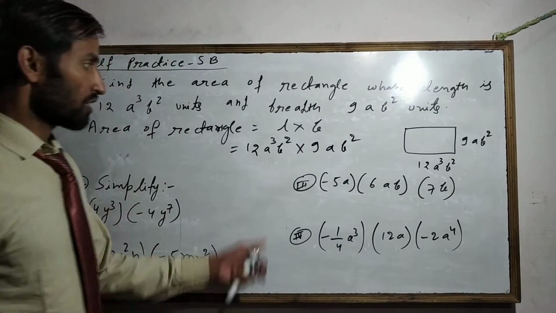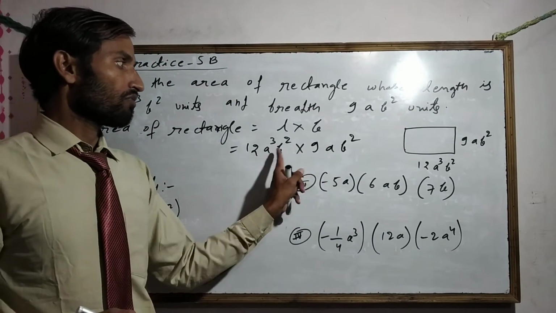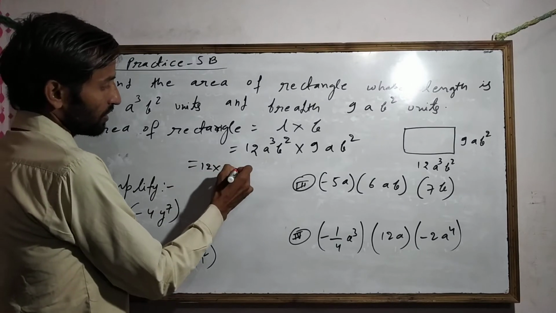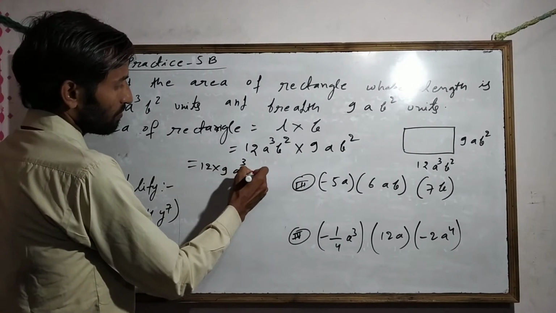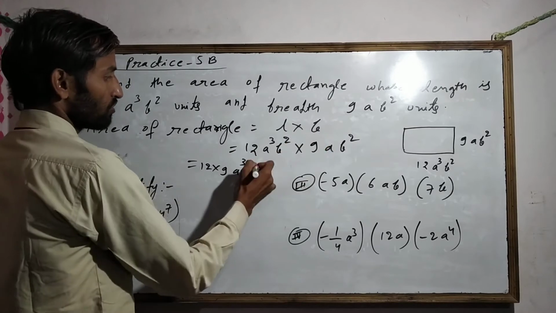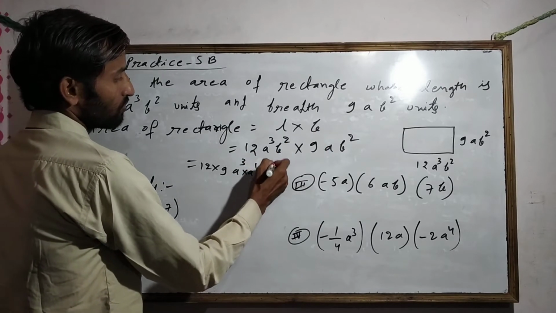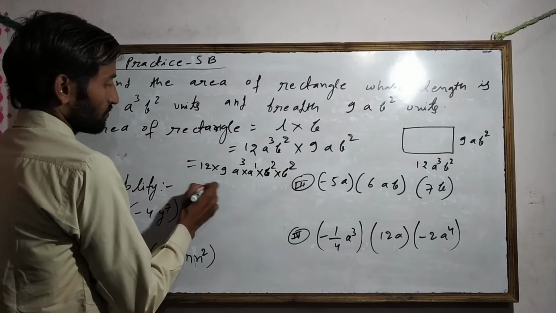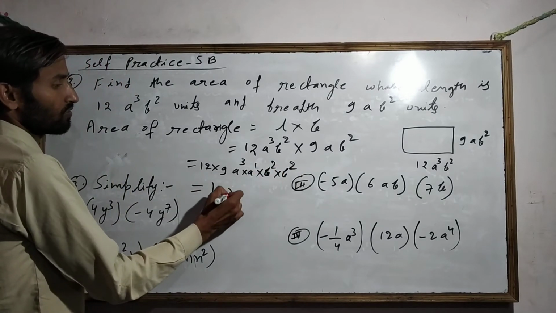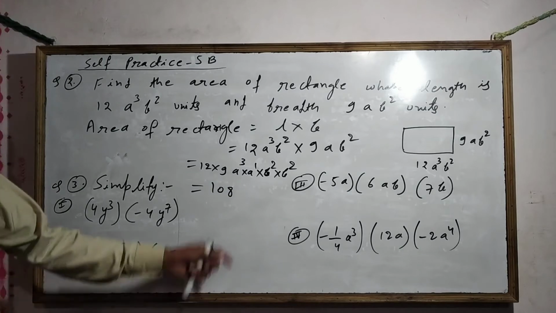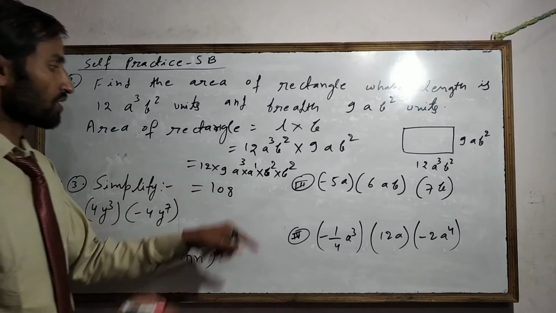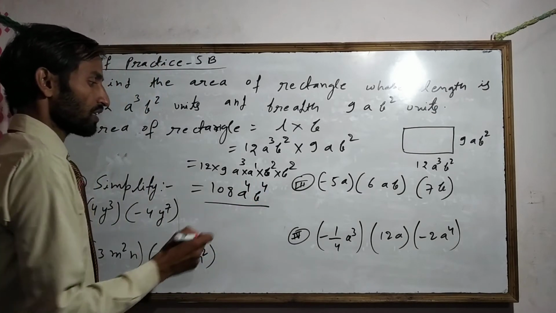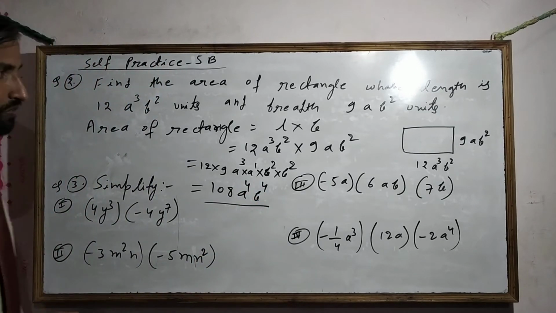Now you have to arrange number to number and same variable to same variable. Here 12 into 9, and here a power 3 into a power 1. Nothing written means 1. Next one b power 2 and here b power 2. So we will multiply 12 and 9, it is 108. We write down here 108, and a power 1 plus 3, it will come a power 4, and b power 4. So the final answer is 108 a power 4 b power 4.